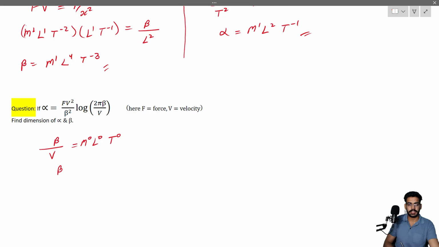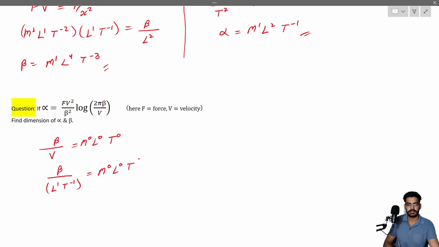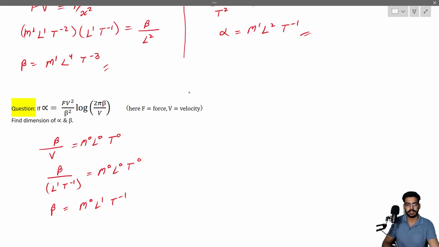So beta divided by v, velocity is what? l1 t to the power minus 1, right? Is equal to m0 l0 t0. So beta and this velocity have the same dimension. If you take this to the other side, m0 l1 t to the power minus 1, right? So beta came.